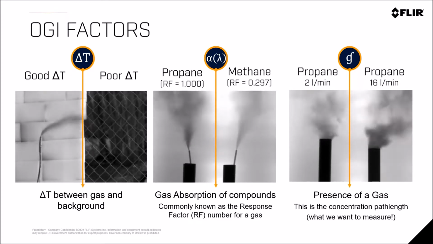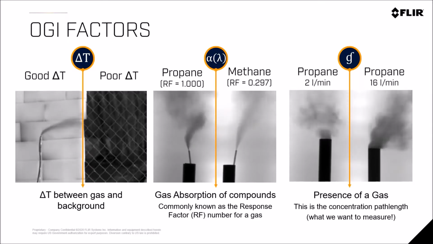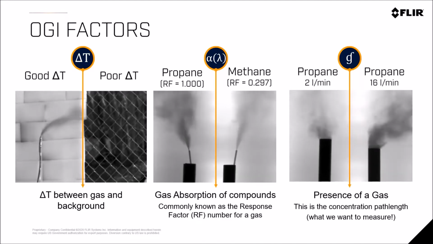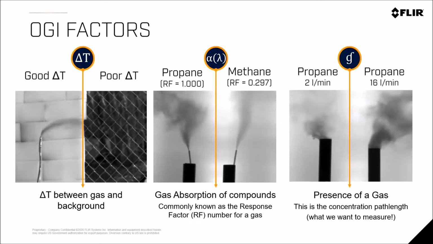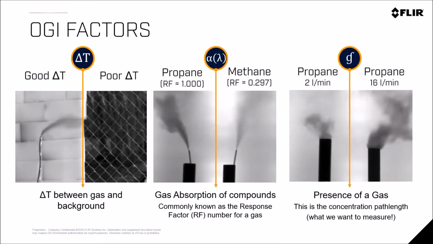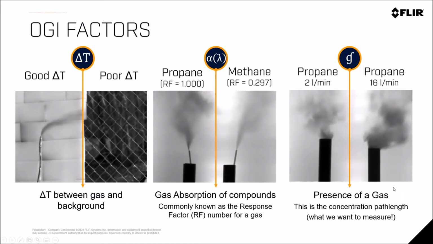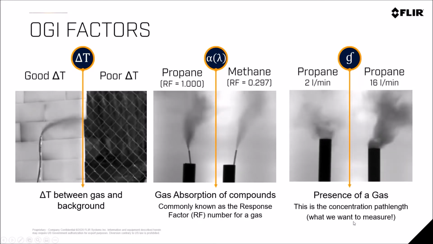Now you'll notice these images that you see in the middle, the two videos right here in the middle, those are the exact same leak. It's the same size leak, but because propane has a higher response factor, it's approximately 3 times darker in viewing. Again, what you see may not have the true implications as to the quantification of that gas. And there are a number of factors. The last one is very simple. There must be gas present. The more gas that's present within the same response factor, the more you're going to be able to see and the more that you would measure.